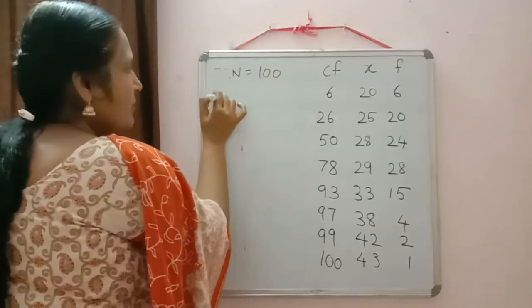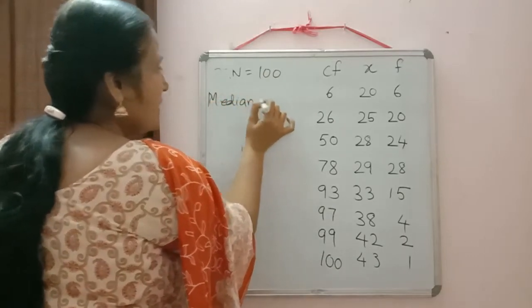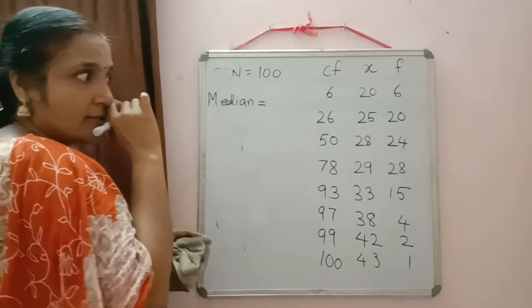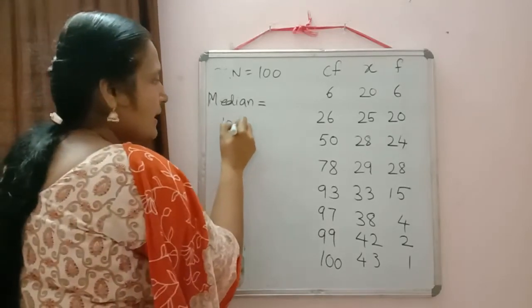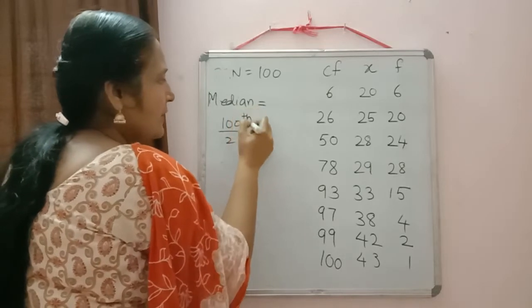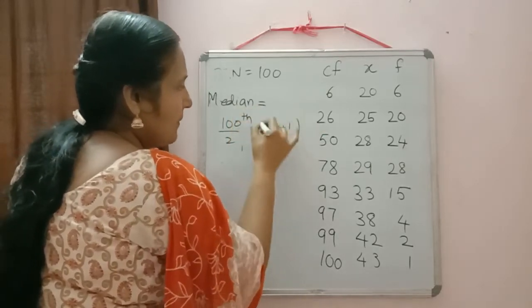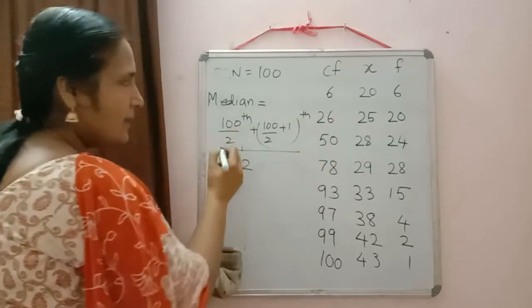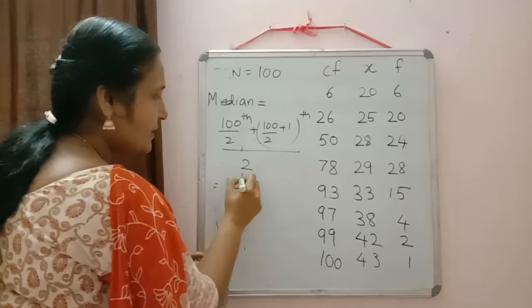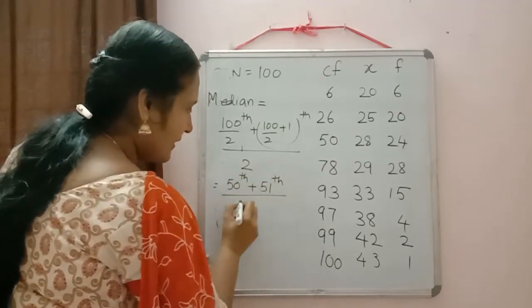Now we know the formula. Median is equal to... again, the number of terms we are getting is even. So in case of even, two middle terms will be there. How will we calculate those middle terms? The 100 by 2th term plus the 100 by 2 plus 1th term, divided by 2. 100 by 2 means the 50th term plus the 51st term, divided by 2.